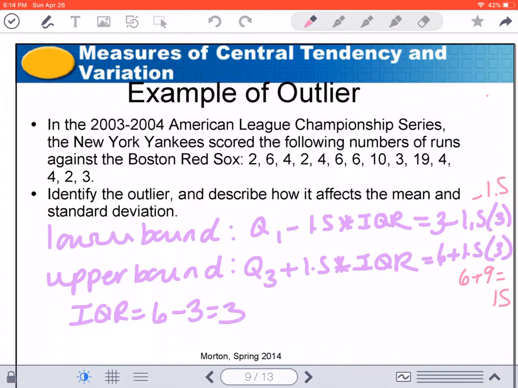Well, obviously, I have no data values that are less than negative 1.5. However, I do have a data value that is greater than 15, and that is the number 19. So the outlier is number 19. Okay, now if we want to describe how it affects the mean and the standard deviation, let's look to our next slide.